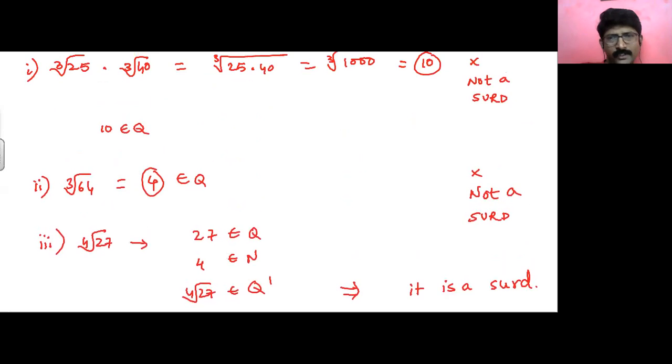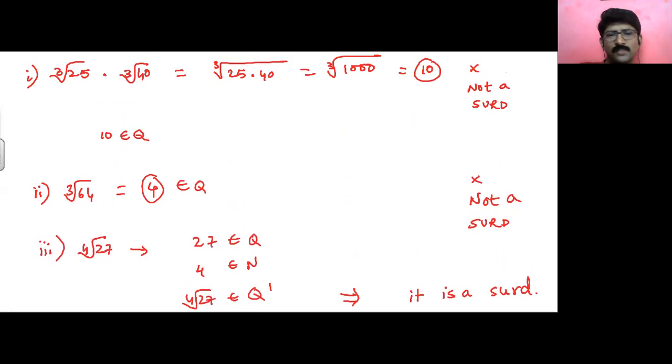Students, I hope you have all written these three examples in your book. If you have not written, you can pause the video over here and copy all these three sums quickly in your book. Hurry up, guys.